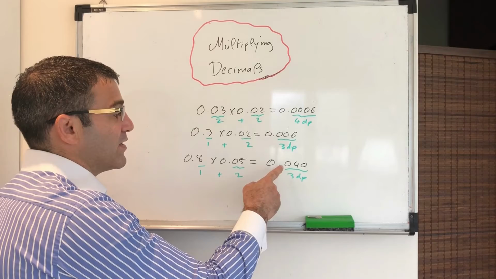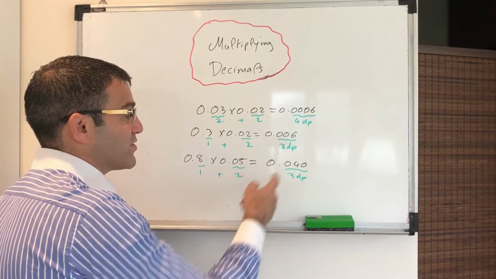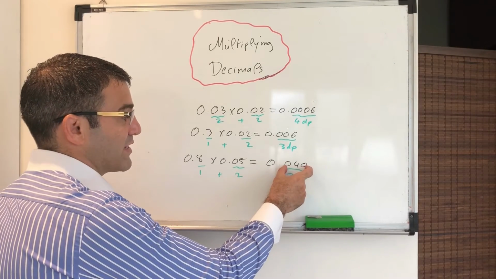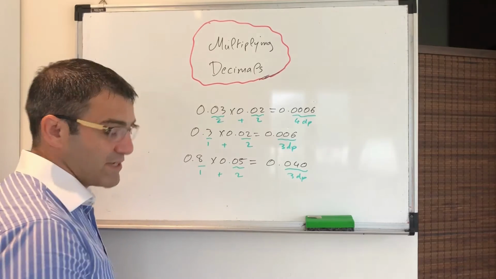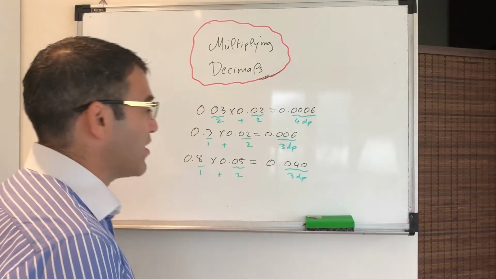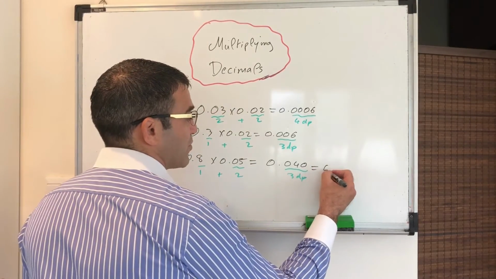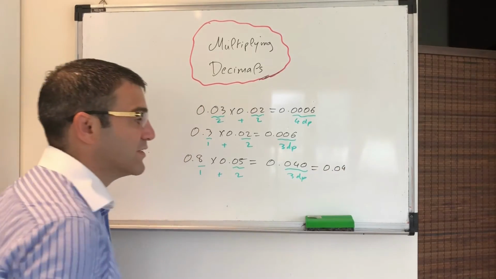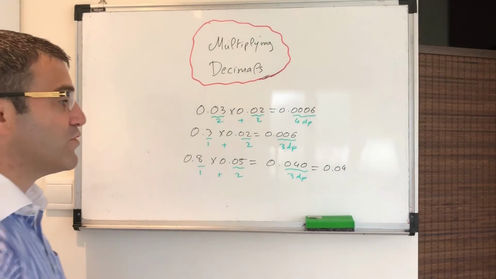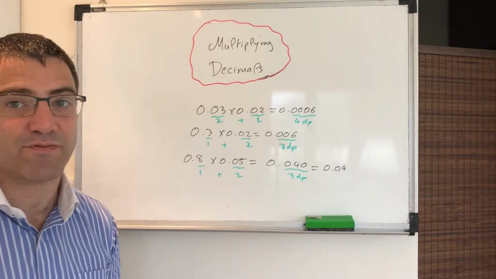I write 0.040 because there's a 40 there, right? But here's the thing, when you actually write this number out, in the end, the final version will be 0.04, right? So you need to be aware of how you find it and then how you simplify it afterwards.